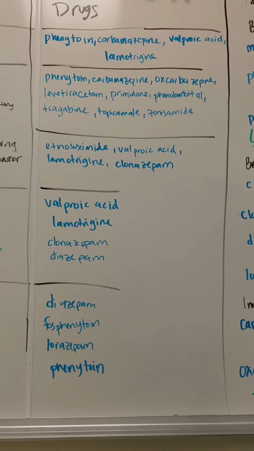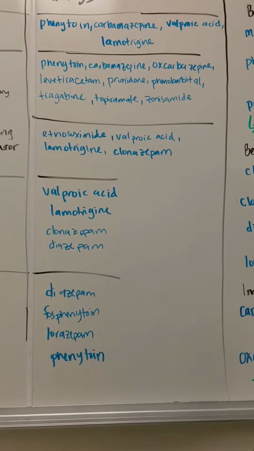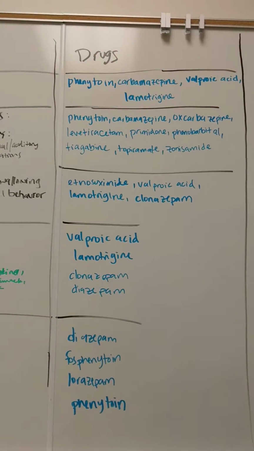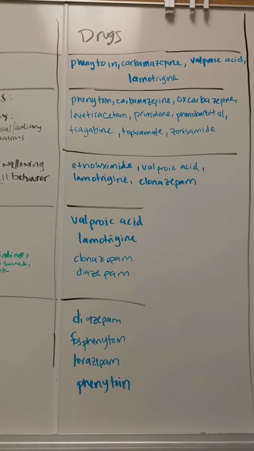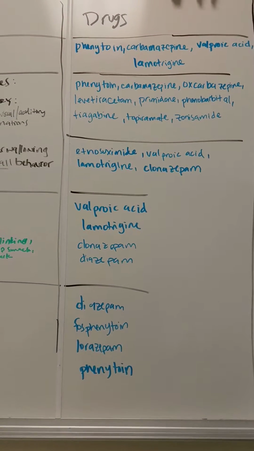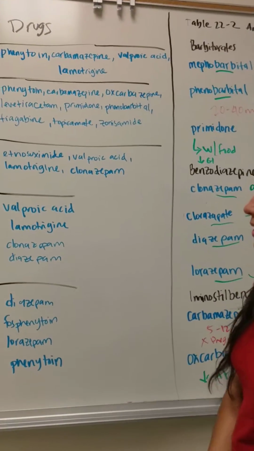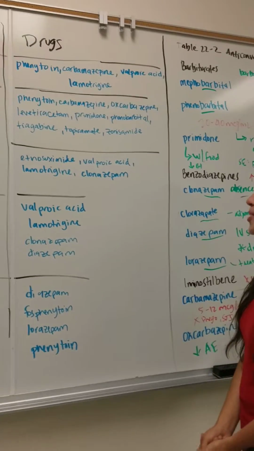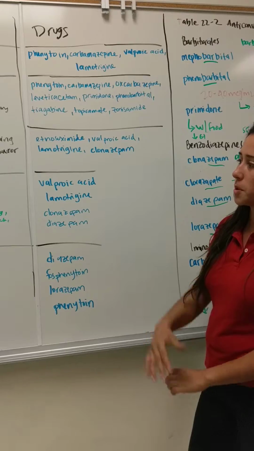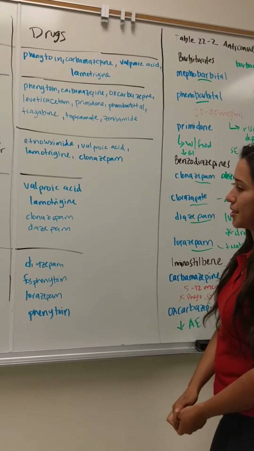The next that I talked about was partial seizures, and for that one we use phenytoin, carbamazepine, oxcarbazepine, levetiracetam, primidone, phenobarbital, tiagabine, topiramate, zonisamide. For absence, not a lot of drugs work on absence seizures, so a very important one is ethosuximide, valproic acid, lamotrigine, clonazepam.